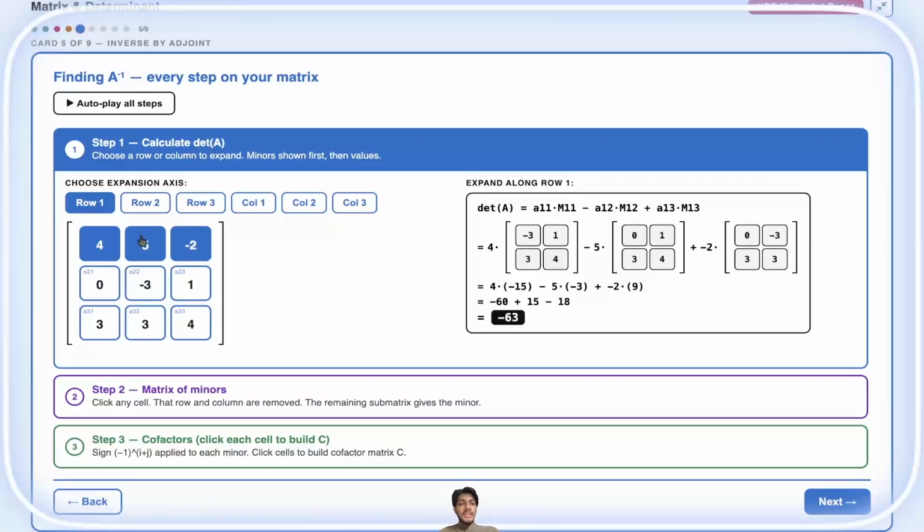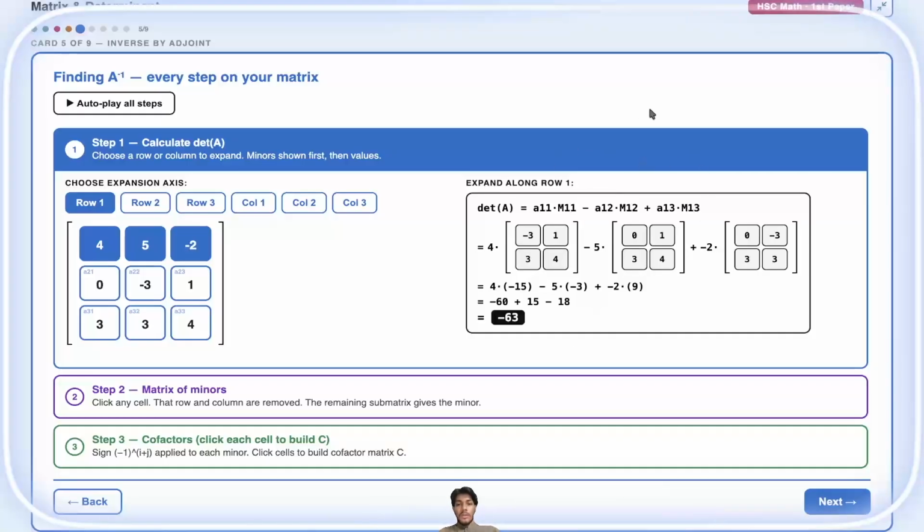So for this element, the row number is 1 but the column number is 2. The sum of 1 and 2 is 3, so minus 1 to the power 3 indicates a negative sign. So we place a negative sign here. For this element, negative 2, we cannot place a negative sign before it, because the row number is 1 and the column number is 3, so 1 plus 3 equals 4, so minus 1 to the power 4 is positive, so minus 2 has a positive sign before it.